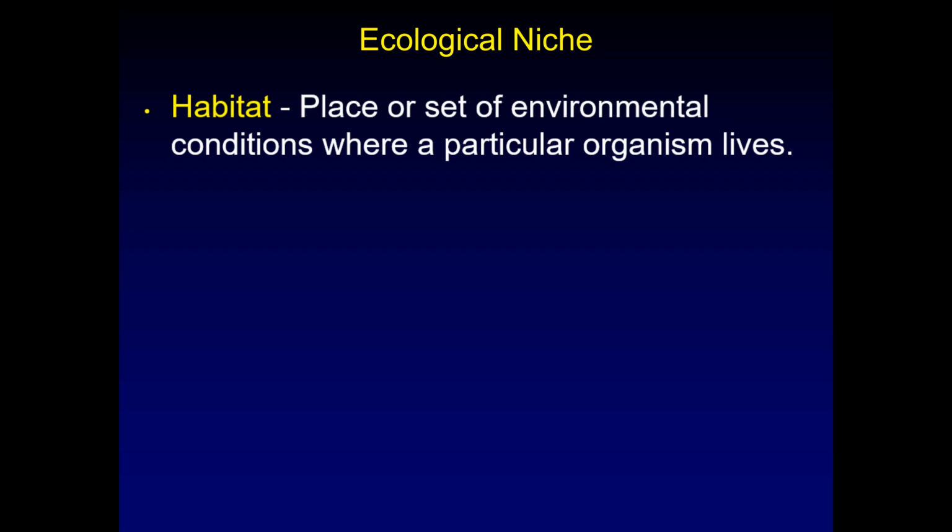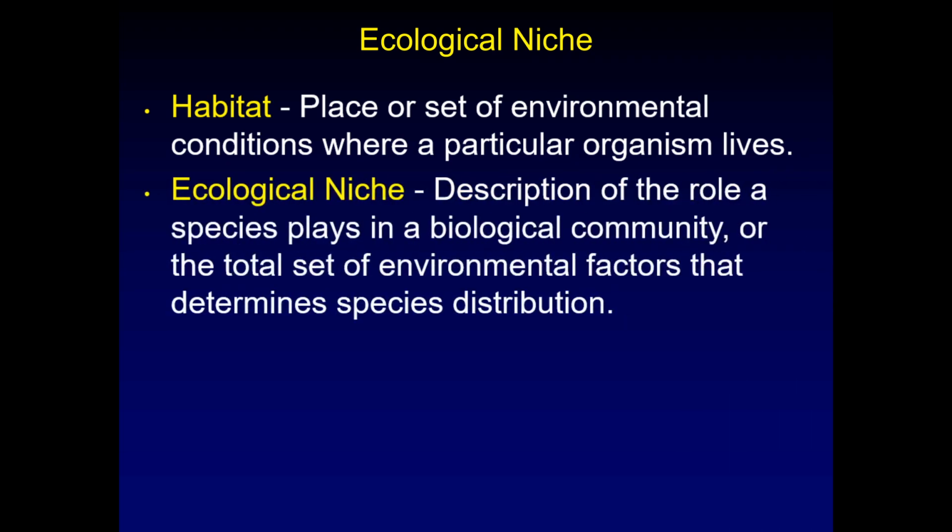So then habitat is a place or set of environmental conditions where a particular organism lives. So think about your house or your city as your habitat. This is where the organism lives. And then ecological niche is its role or job within that community. So a description of a role a species plays in a biological community, or the total set of environmental factors that determines the species distribution. So what is its job? The easiest way to think about this is with birds, and there will be a bird example coming up.